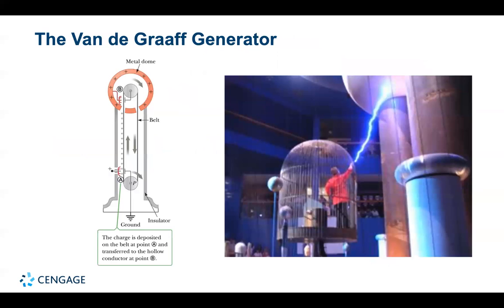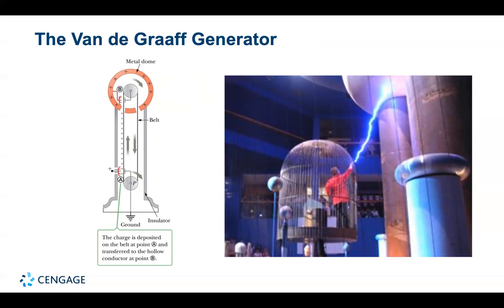So here we're seeing an illustration of a Van de Graaff generator. We have a schematic diagram of the Van de Graaff generator on the left. Charge is transferred to the dome by means of a rotating belt. And on the right, we're seeing a picture of that in action. In 1929, Robert Van de Graaff, who lived from 1901 to 1967, designed and built an electrostatic generator that was used exclusively in nuclear physics research.